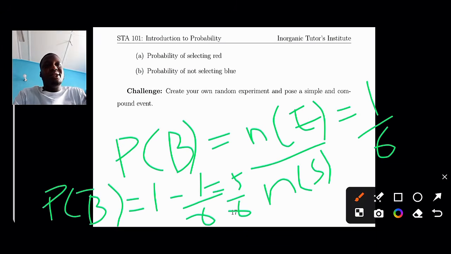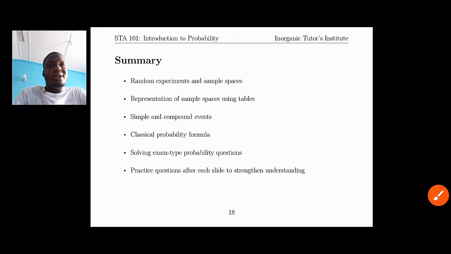Okay, so that brings us to the end. Let's have a quick summary and we meet again in the next lecture. So we've seen what random experiment and sample spaces are. We've seen how to represent sample space using tables. We've understood what simple and compound events are. We've seen the classical probability approach formula, and we've solved exam type probability questions, or let me say discussed, because it wasn't rigorous problem solving.